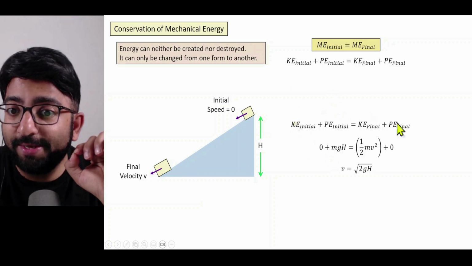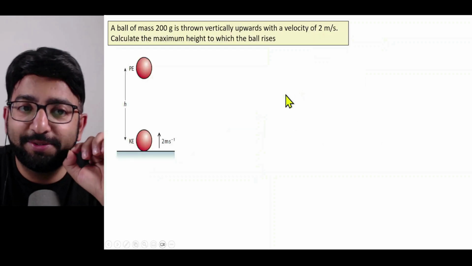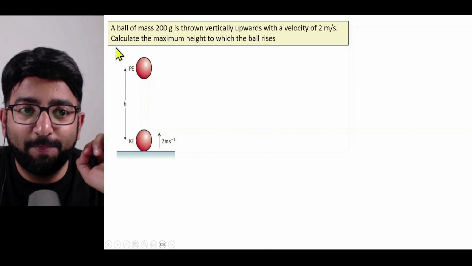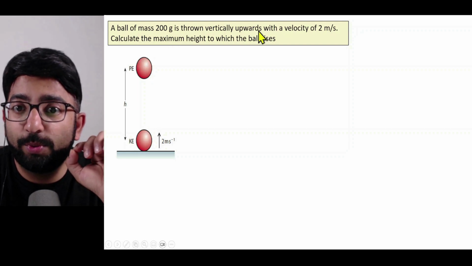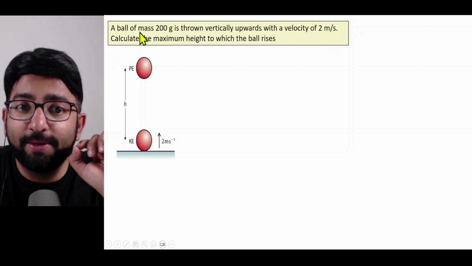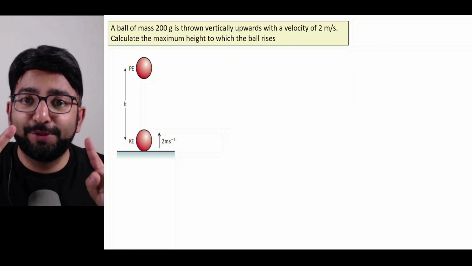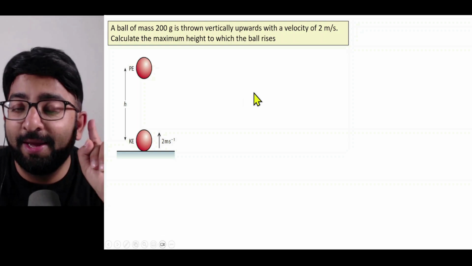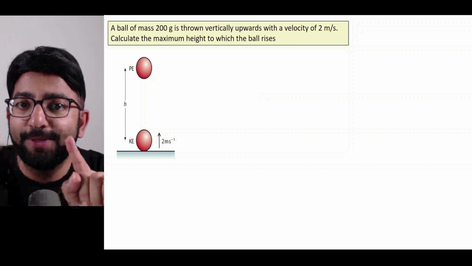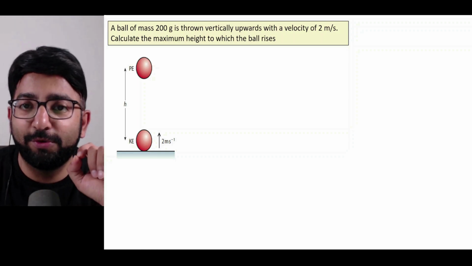Now let us use the exact same logic of mechanical energy conservation in another question. So here we go. We have a ball of mass 200 grams thrown vertically upwards with a velocity of 2. Calculate the maximum height to which the ball rises. Now we will solve this question using two methods. The first method will be the conservation of mechanical energy, and the second method will be using the Stewart equations, which are also called Newton's equations of motion.